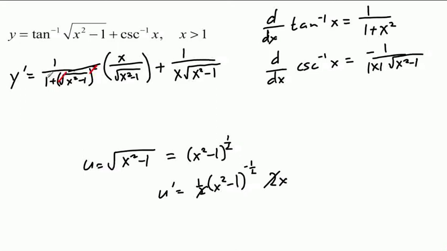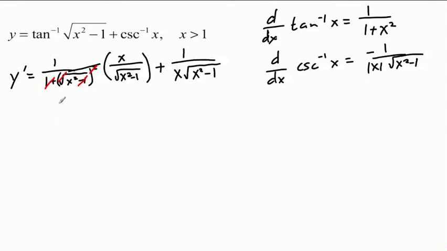So we end up with 1 over 1 plus, now this went away, so 1 plus x squared minus 1. So this actually goes away with this too. So I'm going to get rid of this really quick. This will be 1 over, now let's actually multiply this out. So 1 times x is x. Then on the bottom I'm going to have x squared, square roots of x squared minus 1, and we missed a negative somewhere.